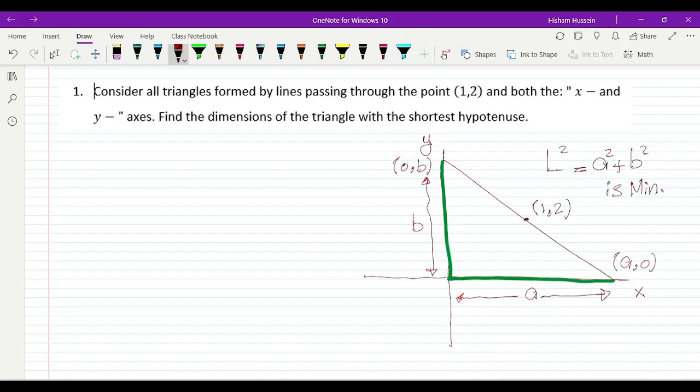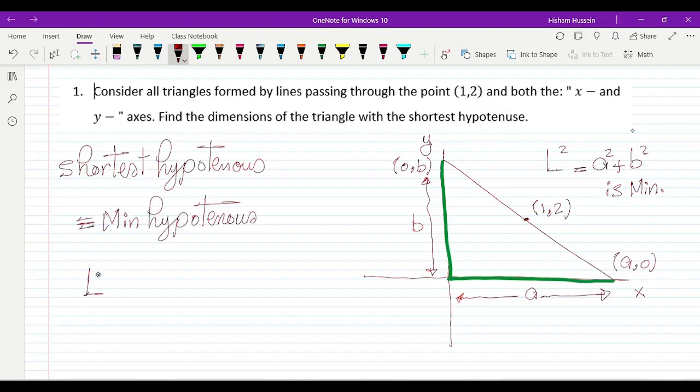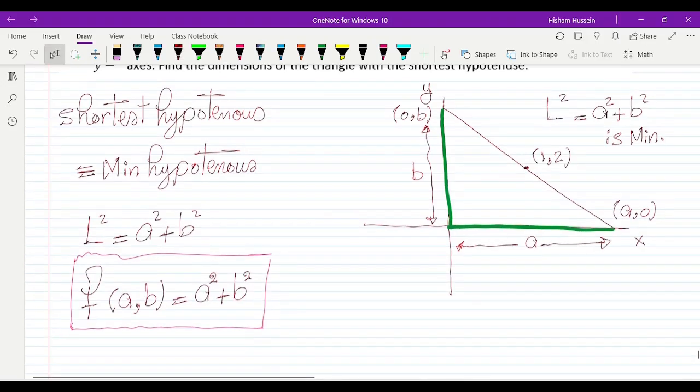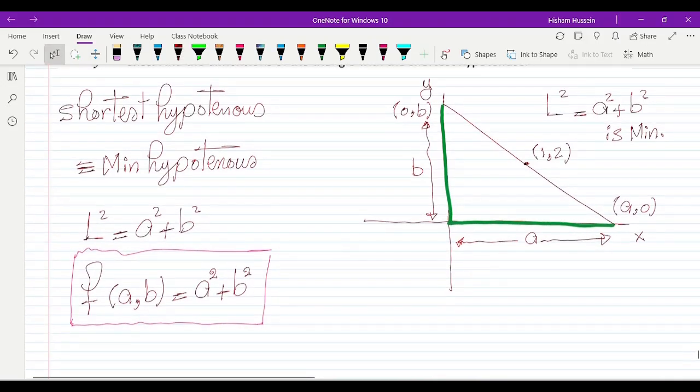Okay, so he is looking for the shortest hypotenuse, which corresponds to the minimum hypotenuse. So L squared equals A squared plus B squared. Or we can say that it's requested here to minimize the function f of A and B equals A squared plus B squared. But we need to find the relation between A and B.